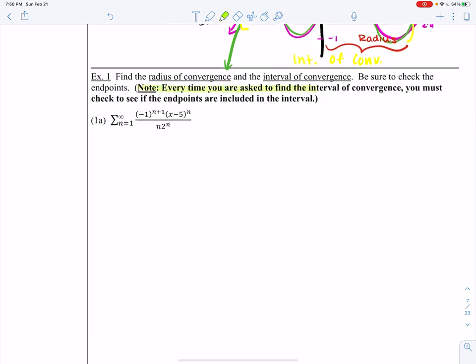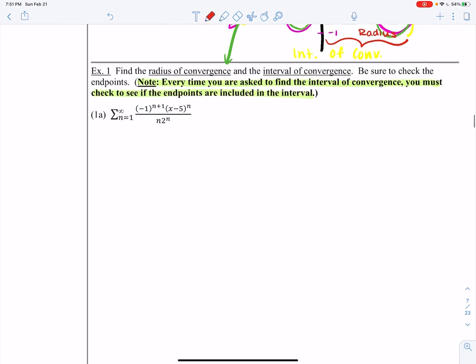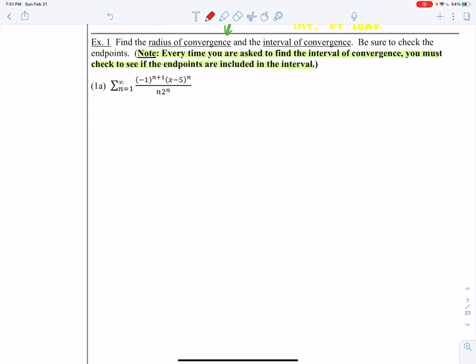Every time you are asked to find the interval of convergence, you must check to see if the endpoints are included. So important. So I've got this crazy looking power series, and it's got x's in it, it's got n's, all sorts of stuff. We're going to execute a ratio test.